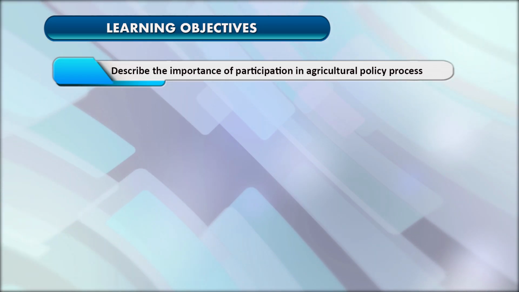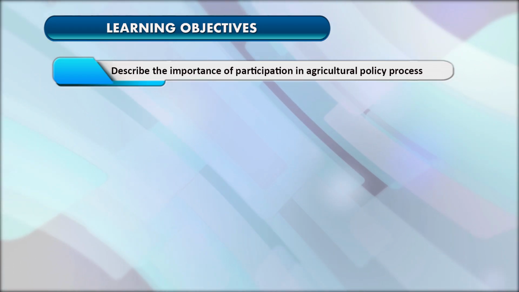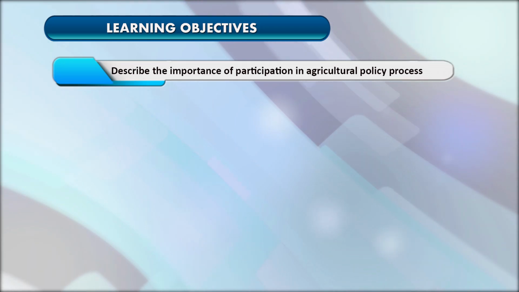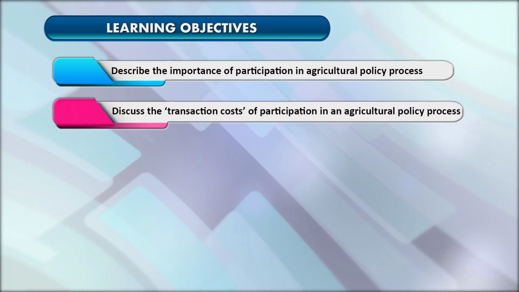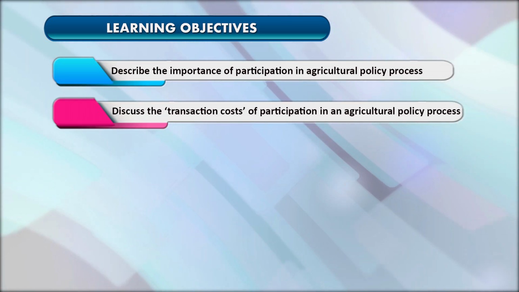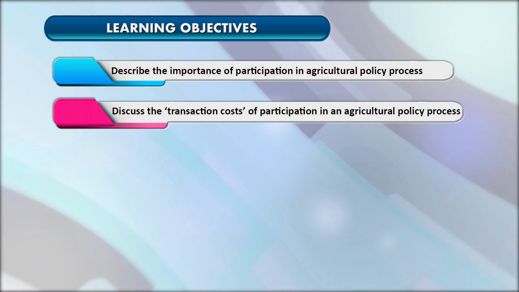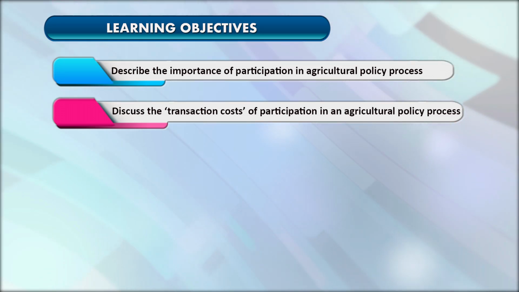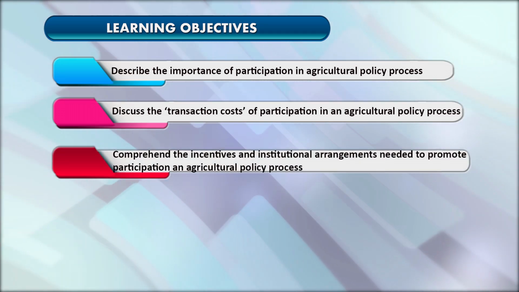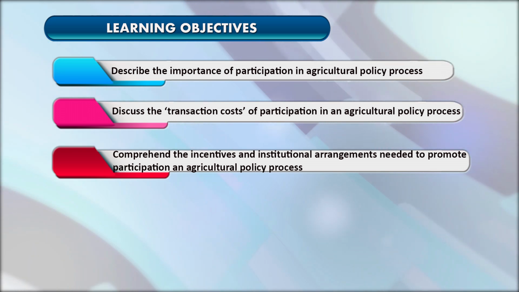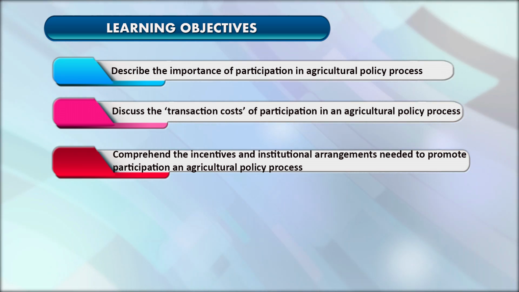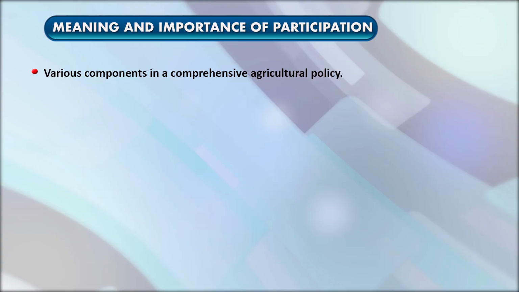The learning objective of this session is to describe the importance of participation in the agriculture policy process, and discuss the transaction cost of participation in the agriculture policy process, because there is some cost of participation. We need to understand what that transaction cost is, and also we will understand the incentives and the institutional arrangements which are required to promote participation in the agriculture policy process. So, first let us begin with the meaning and importance of participation.